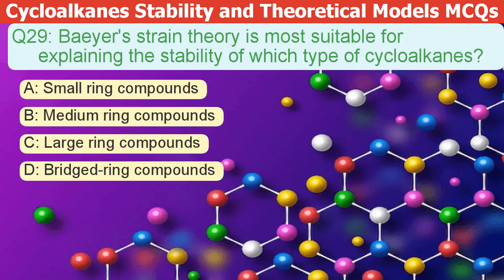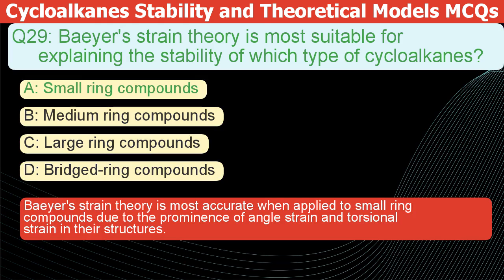Bayer's strain theory best explains the stability of which cycloalkanes? A. Small ring compounds. B. Medium ring compounds. C. Large ring compounds. D. Bridged ring compounds. The correct answer is A. Bayer's strain theory is most accurate when applied to small ring compounds, due to the prominence of angle strain and torsional strain in their structures.